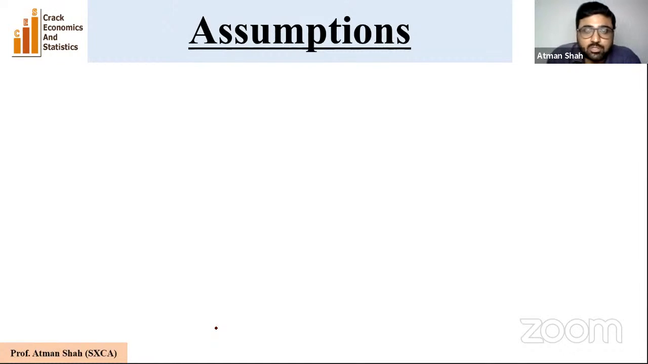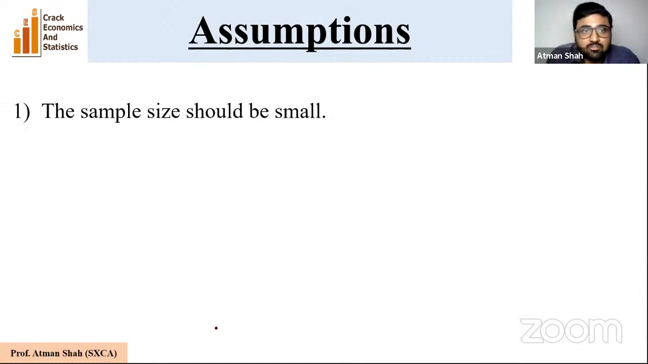Now, what are the assumptions? The first assumption is the sample size should be small. Normally, we say that if the sample size is less than 30, it is considered to be a small sample, and if it is higher than 30, it is considered to be a large sample. But if you have a large sample and if all other assumptions are fulfilled, you can still use t-test.